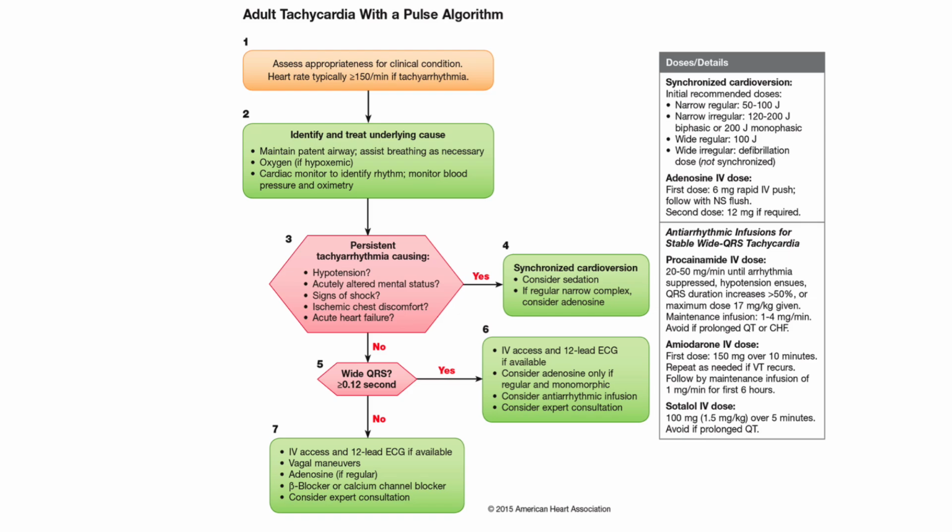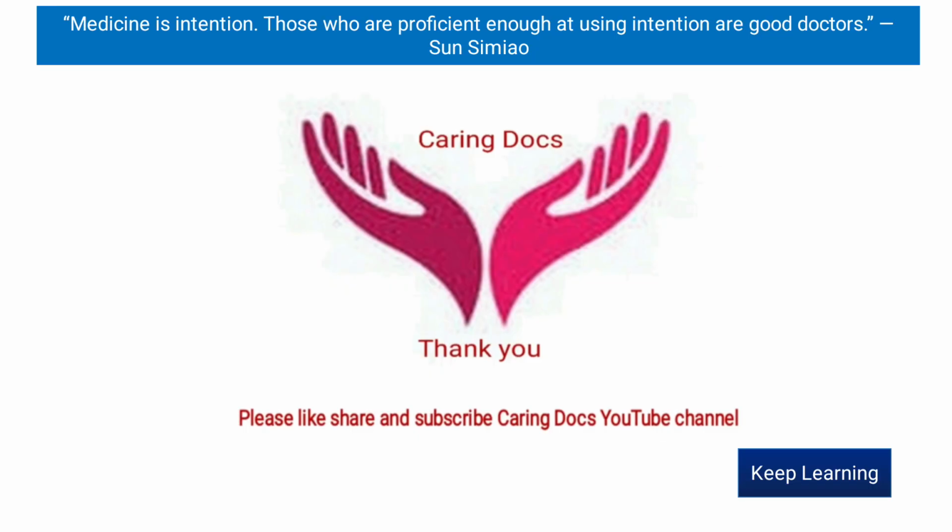If the patient is stable and has wide QRS complexes, then we can have IV access, 12 lead ECG, monitor connected to the patient. Consider adenosine. If the patient has irregular and monomorphic complexes, consider antiarrhythmic infusion. Consider expert consultation. Similarly, if the patient doesn't have wide QRS complexes, there we can use vagal maneuver, adenosine, beta blocker. I have already discussed these things. Similarly, this is the algorithm which we can remember also.